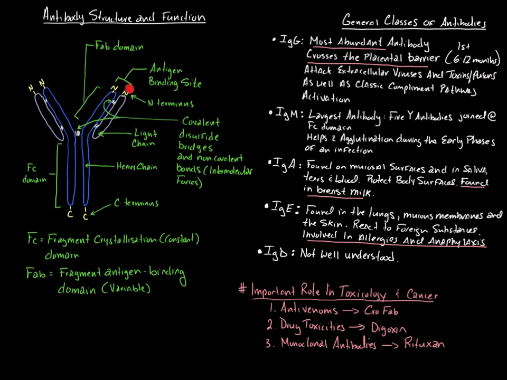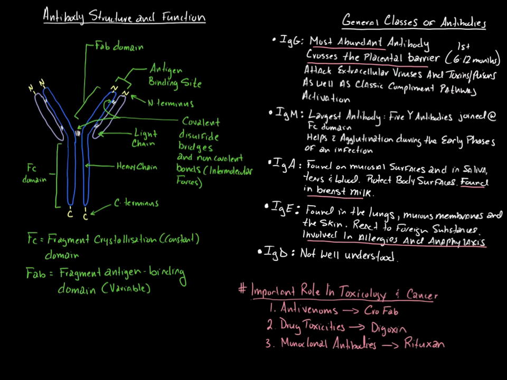You've got lots of your binding receptors, and your actual antigen binding sites tend to be right here at the end of the Fab domain, or the fragment antigen binding domain. Okay, so let's now talk about general classes of antibodies. You have 5 general classes: IgG, IgM, IgA, IgE, and IgD.